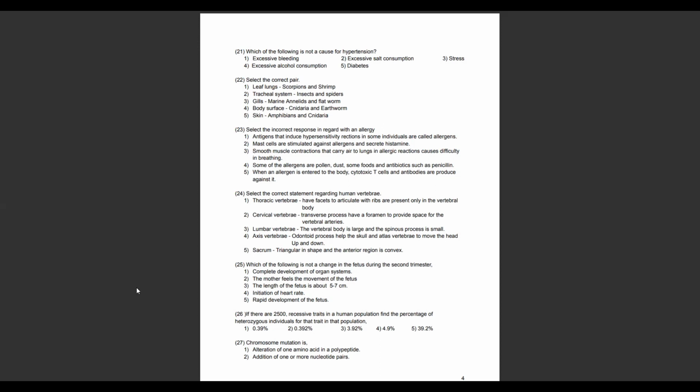Then select the correct statement regarding human vertebrae. What are the types of vertebrae in the vertebral column? Right? How many bones in the body?